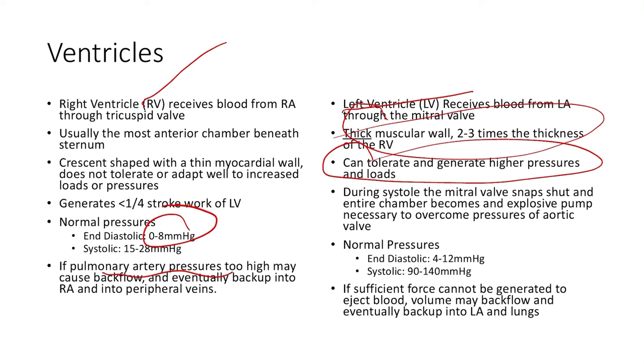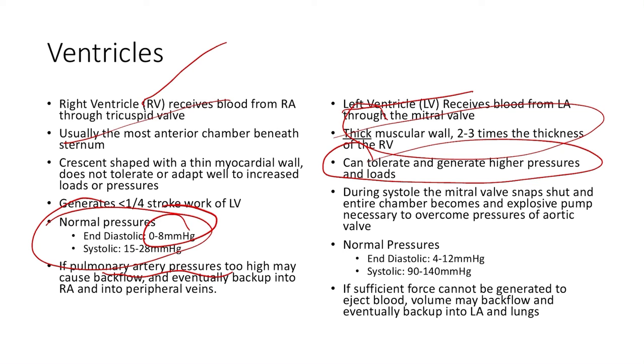Again, the higher the resistance in that systemic circuit, the higher the left side has to work. Same kind of concept with the right side. Right side should have much lower pressures. That's why it's thinner. Left side is going to be thicker because it's pumping against our mean pressure.